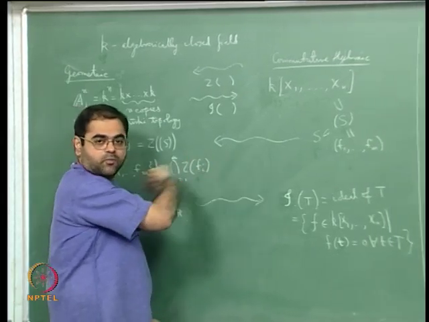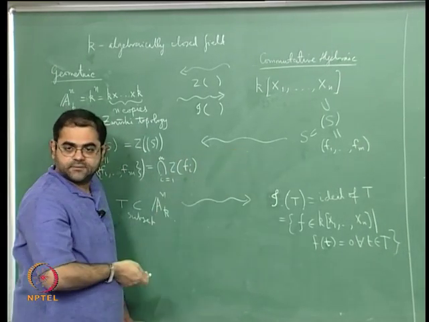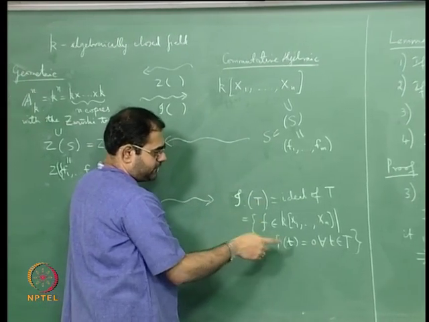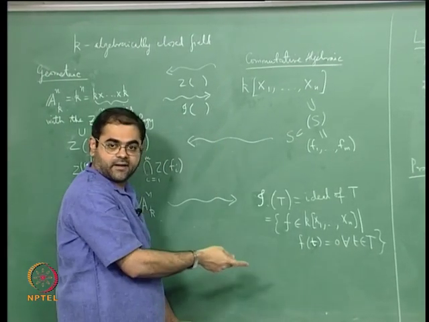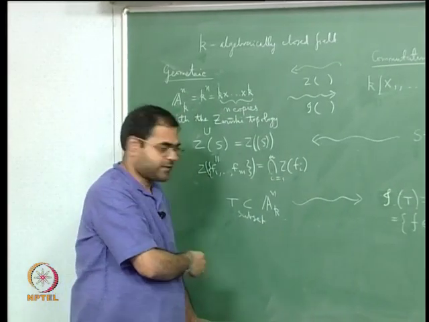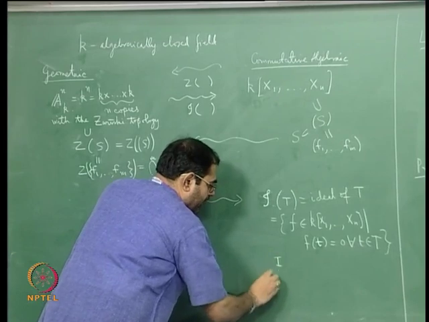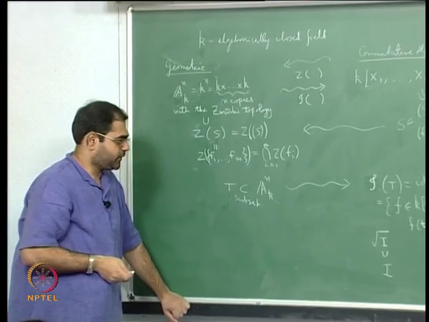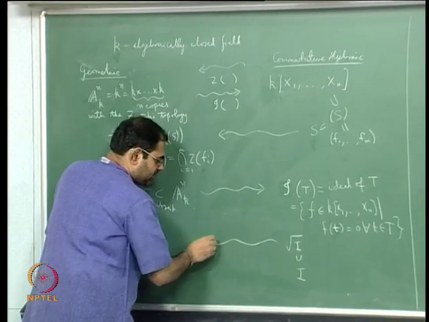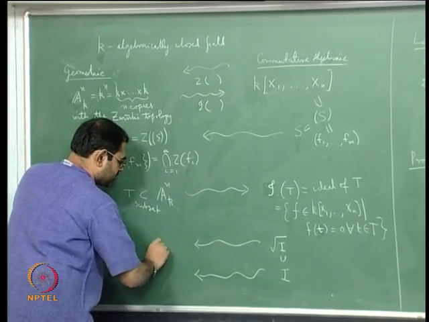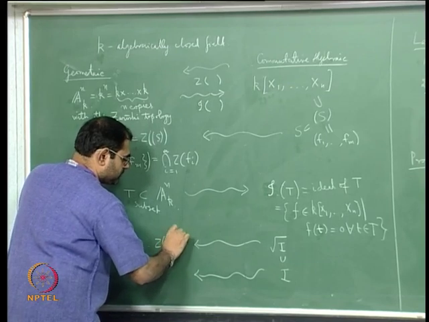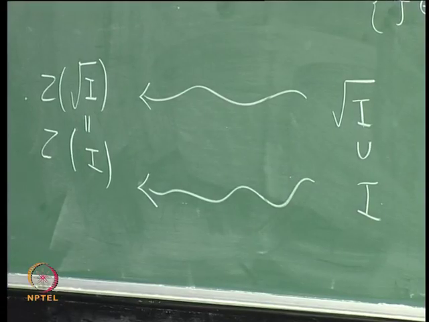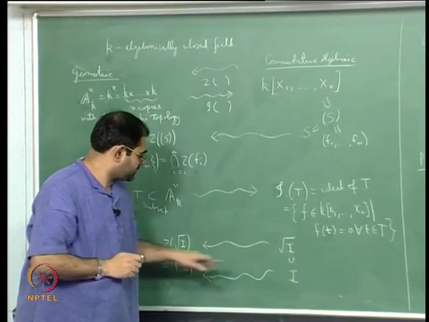See, the problem is that on both sides the arrows are not injective, the associations are not injective. For example, if I take an ideal I and if I take the radical of the ideal I, they both go to the same thing here. If I take I here, which is contained in its radical, every ideal is of course contained in its radical, then both of these go to the same thing, the zero sets are the same. So you have two different things going to the same thing here.